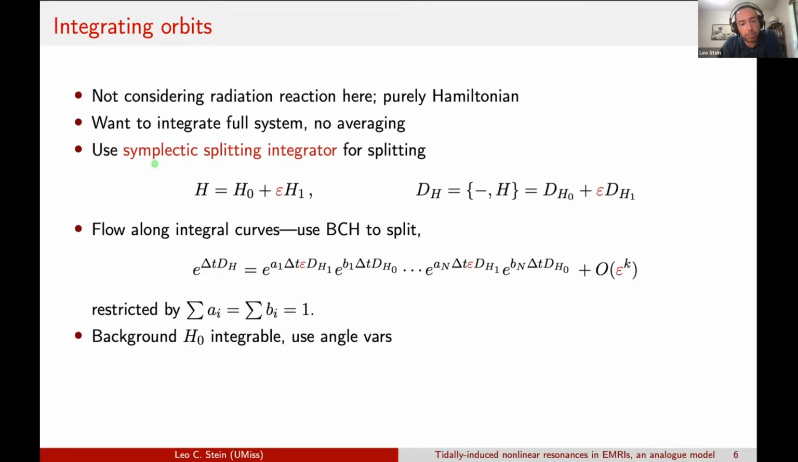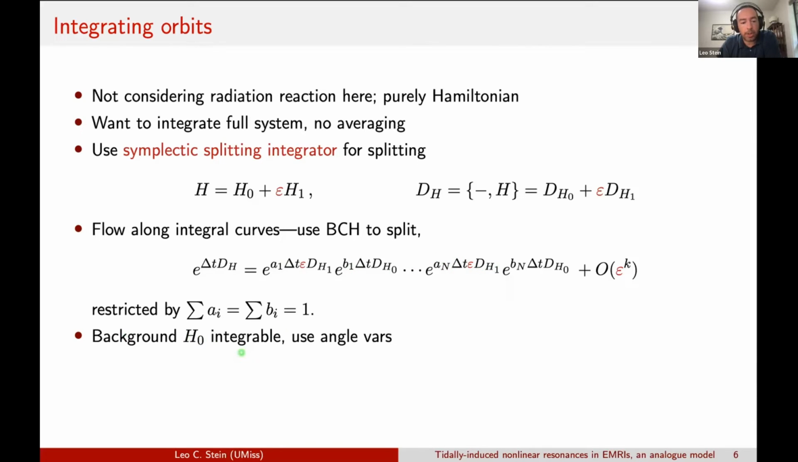So we use a symplectic splitting integrator. So split the Hamiltonian into two pieces, H0 and H1, which are each separately easy to integrate for a long time, or for a long time accurately. And so this is the infinitesimal flow generator, and if you exponentiate it, then you use Baker-Campbell-Hausdorff to split it. And so you interleave integrating with switching back and forth between these H0 and H1, weighted by these parameters A1, B1, A2, B2, and so on.